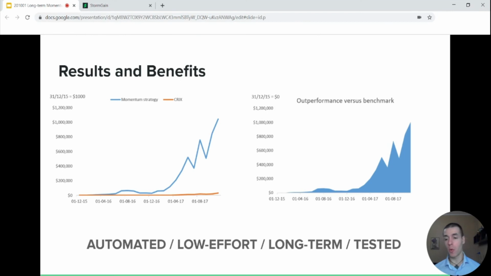It's low effort. You only need to do that calculation once a month. You do the rebalancing of the portfolio once a month. It's long term, and being long term, you're also cutting down your transaction fees by trading less frequently. And finally, it's tested, as you can see for yourself in the article that I'm going to link.